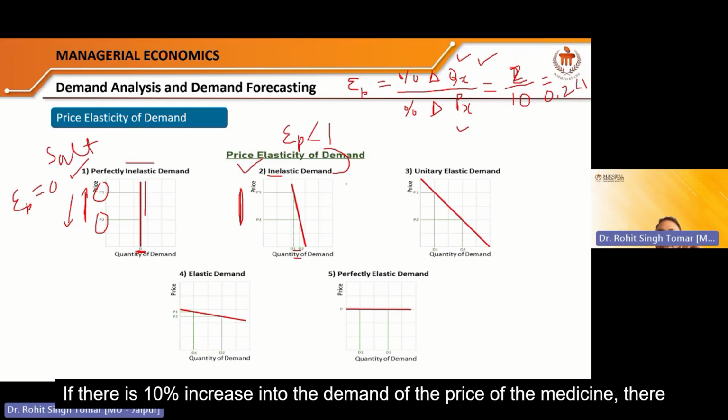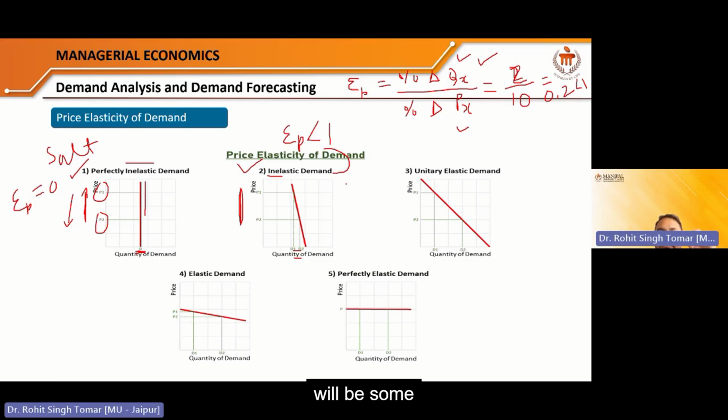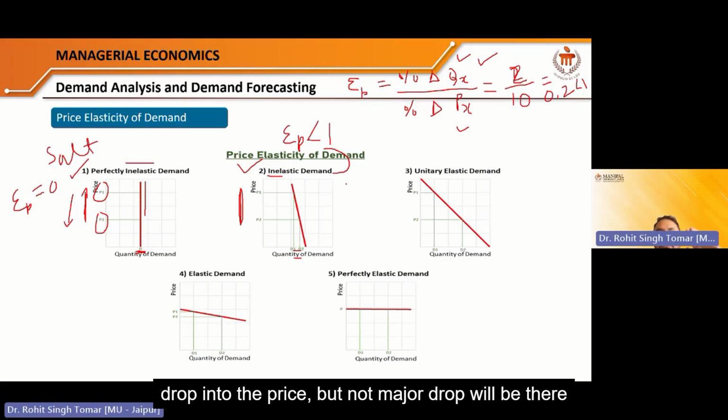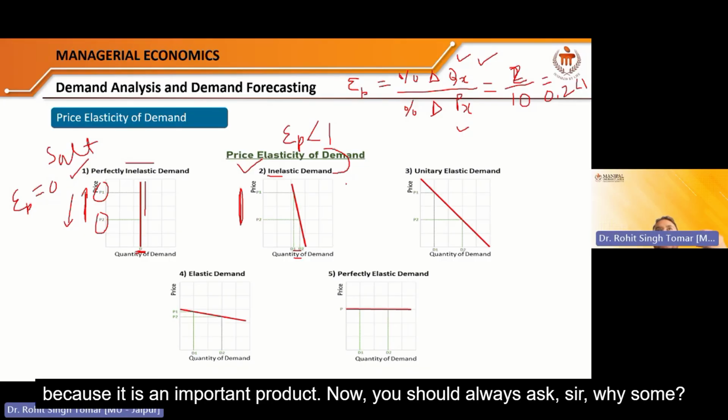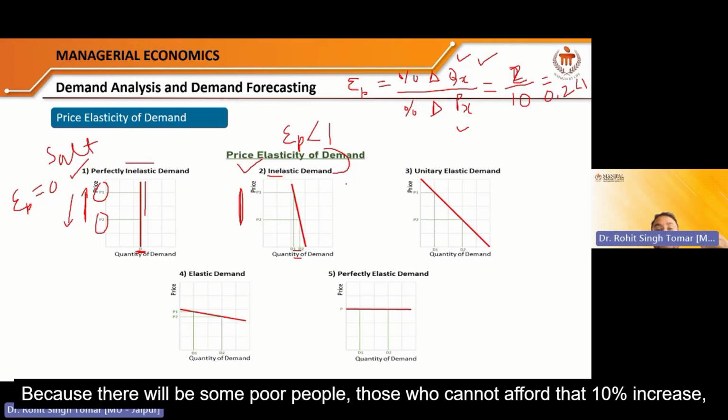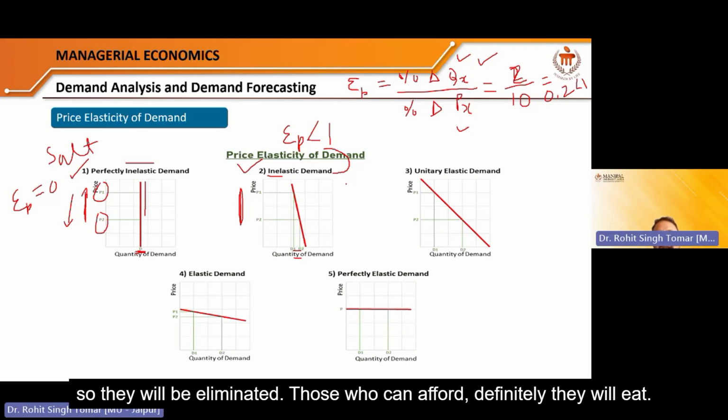If there is a 10% increase in the demand, the price of the medicine will see some drop, but not a major drop, because it is an important product. Now you should always ask, sir, why some? Because there will be some poor people who cannot afford that 10% increase, so they will be eliminated. Those who can afford it will definitely buy, right?